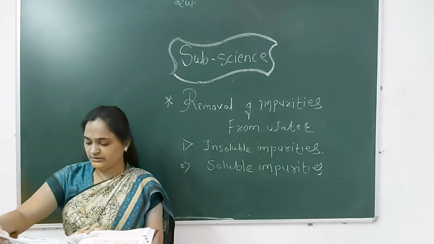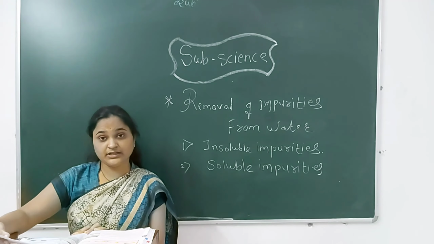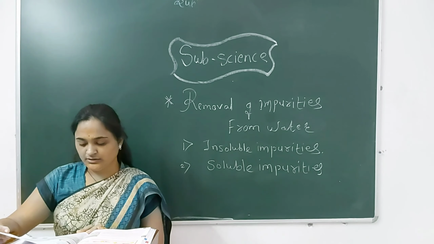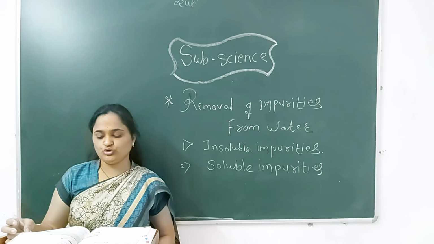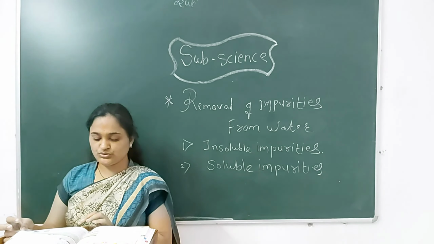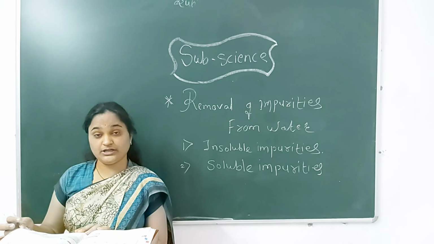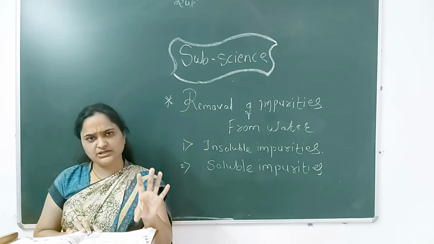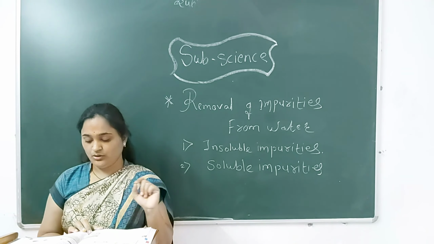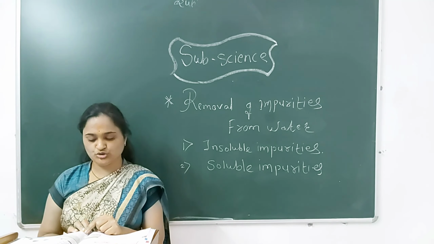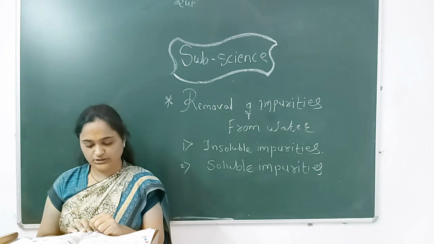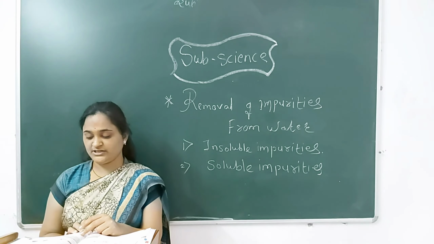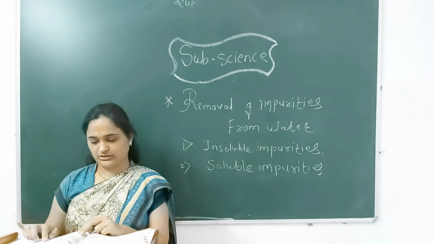So open page number 180, 181. First one is sedimentation. In this method, a mixture of water and insoluble impurity is allowed to stand undisturbed in a container for some time. It means the impure water remains as it is. Do not disturb that water. The heavy insoluble impurity settles down at the bottom of the container. This layer of impurity is called sediment. It means firstly a mixture of sand and water.